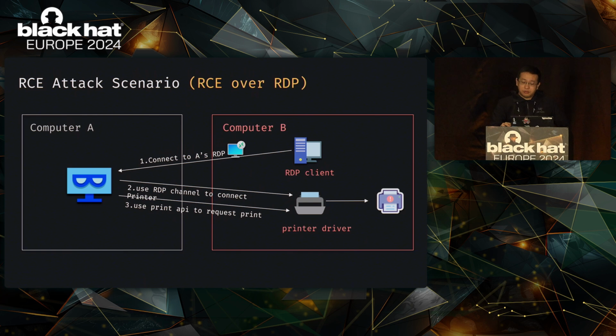In addition to normal RPC calls remotely, the vulnerability can also be triggered using remote desktop protocol, RDP. First, the attacker needs to convince the victim to connect to the remote desktop server. Then the attacker can use the remote desktop print channel to connect to the victim's printer driver. So the attacker can use the print API to request a malicious print job to achieve remote code execution.